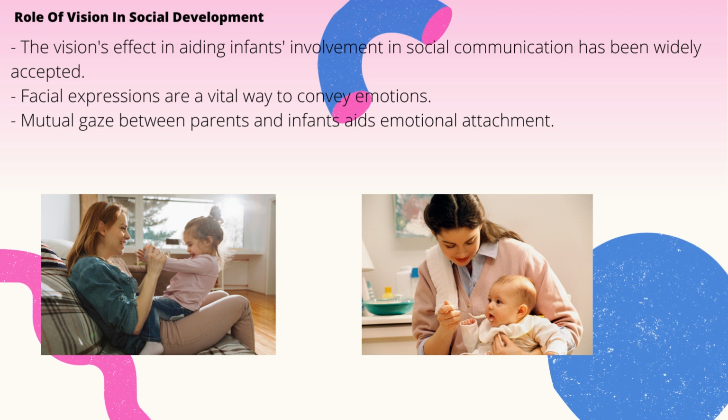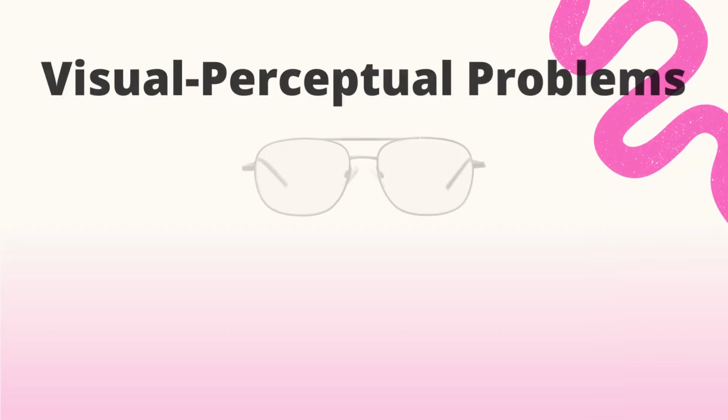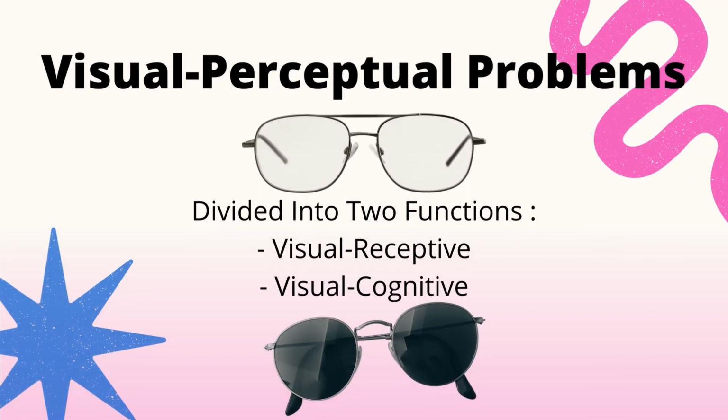Now coming to the role of vision in social development. The vision's effect in aiding infants' involvement in social communication has been widely accepted. Facial expressions are a very important way to convey emotions. Mutual gaze between parents and infants usually assists emotional attachment, and adults' facial expressions tend to be an important driving force, like a boosting force, during social interactions with infants younger than 9 months.